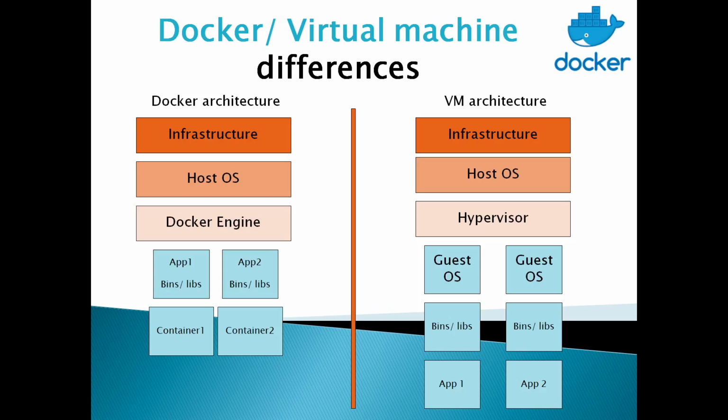From the architectural point of view, virtual machines, VMs, emulate an entire operating system, OS, and run on top of a hypervisor. Each VM includes its own OS, kernel, and separate resources. Docker uses containerization to package applications and their dependencies into a single unit called a container. Containers share the host OS kernel but are isolated from each other.